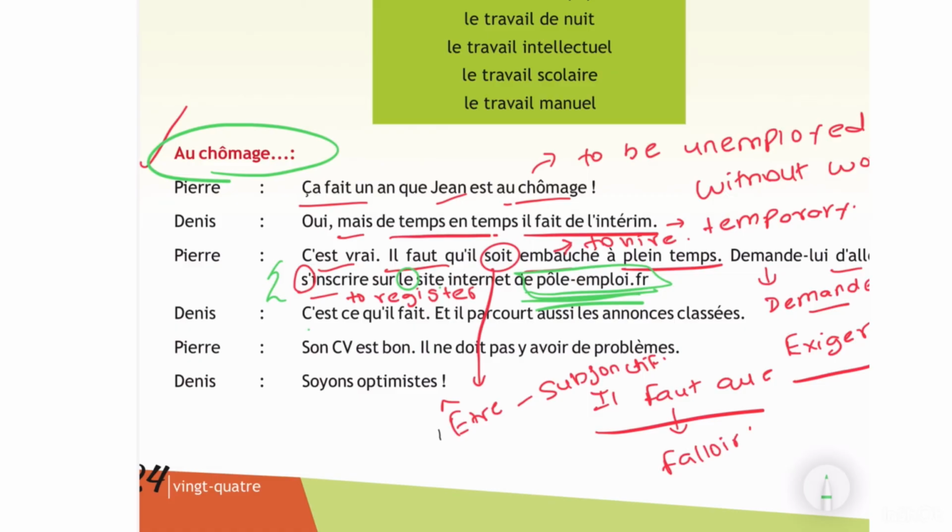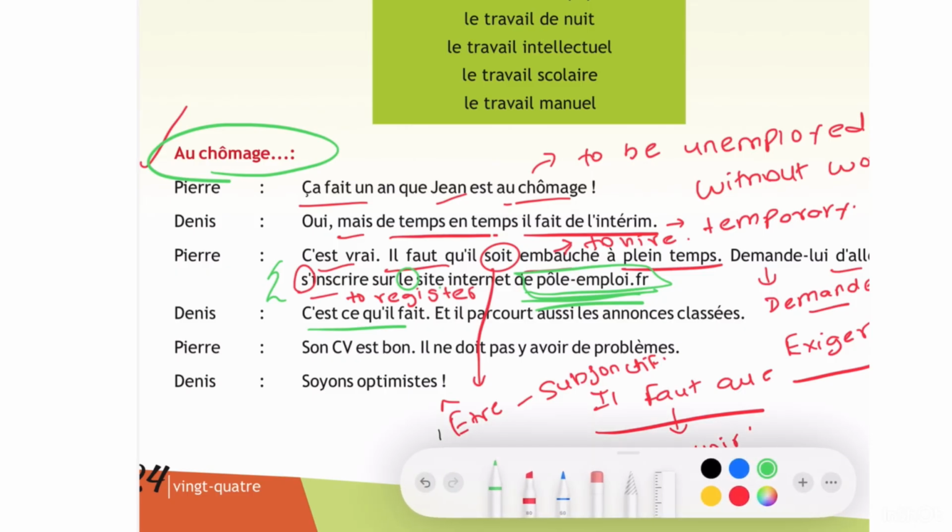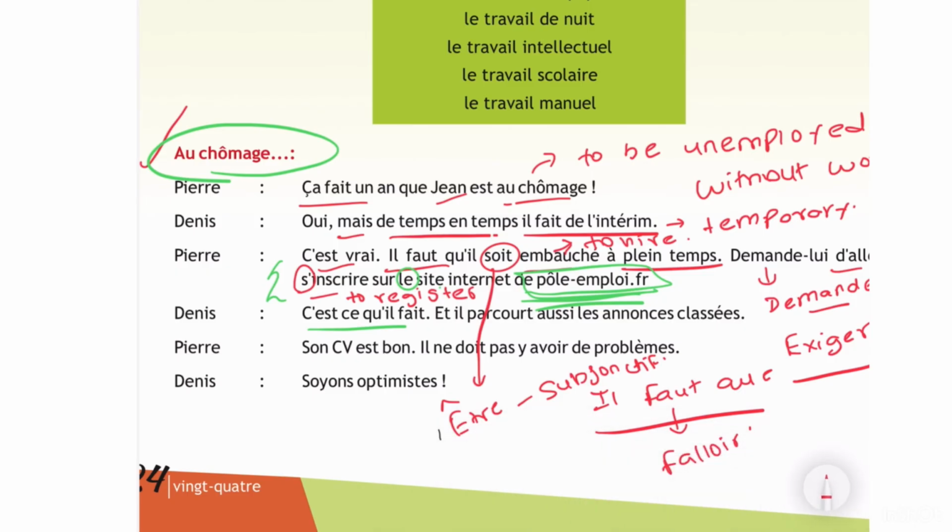C'est ce qu'il fait, that's what he should do. Et il parcourt aussi les annonces classées. That is, what else can a person who is not working do? Second point is, they can browse those advertisements, right? The job advertisements that we have. And parcours is nothing but your verb parcourir, to browse. So that's another way you can find a job.